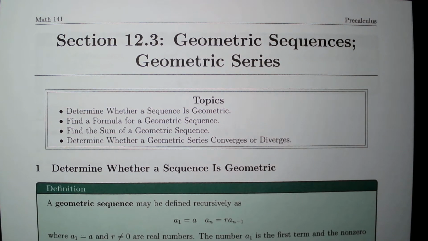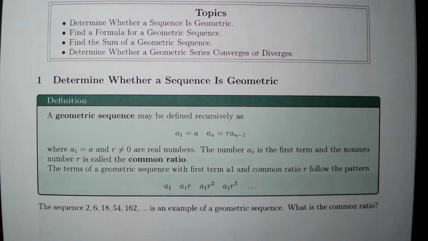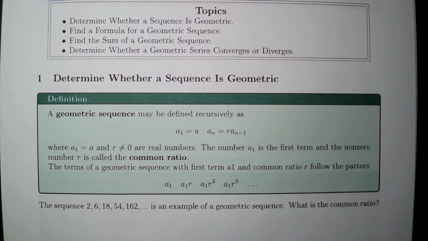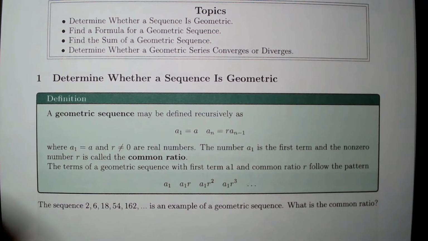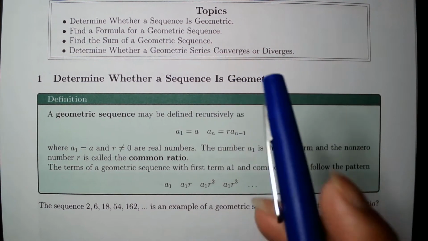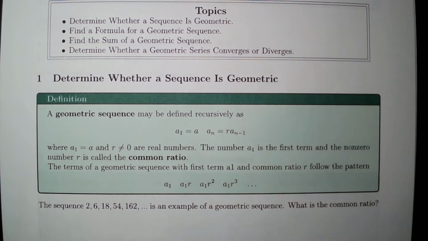Alright, so in this video we go over section 12.3, geometric sequences and geometric series. In this case we are going to define another kind of sequence, in a very similar way to how we defined the arithmetic sequence in the previous section. If we recall from the previous video, an arithmetic sequence is defined by having all the terms have a common difference between each of them.